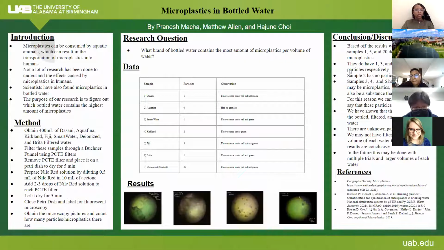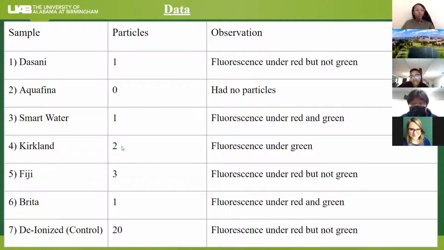Based on the results, Dasani had 1 particle. Aquafina, which was the cheapest brand, actually had no particles, which we did not expect at all. We expected the water bottles that cost the cheapest to have the highest number of microplastics in them. So Aquafina had 0, Smart Water had 1, Kirkland had 2, and Fiji had 3, which was one of the highest, and it cost the most.